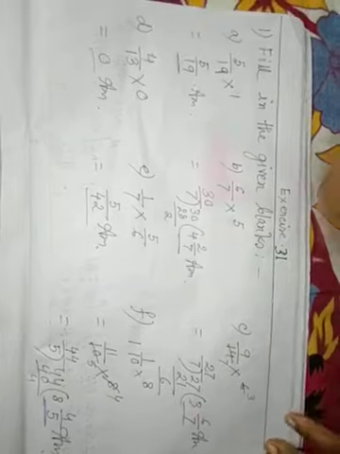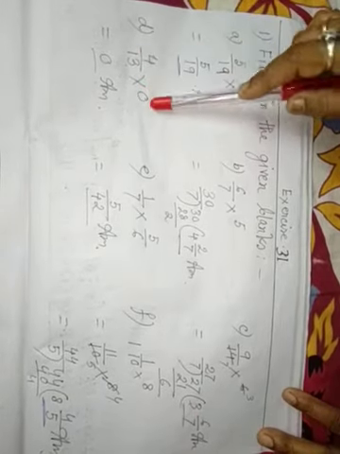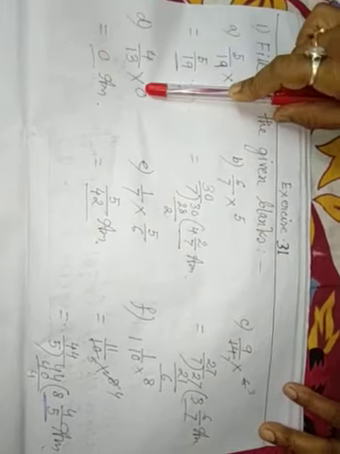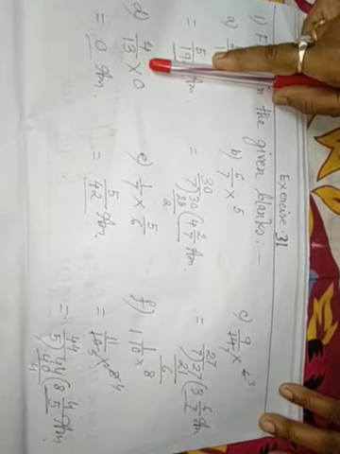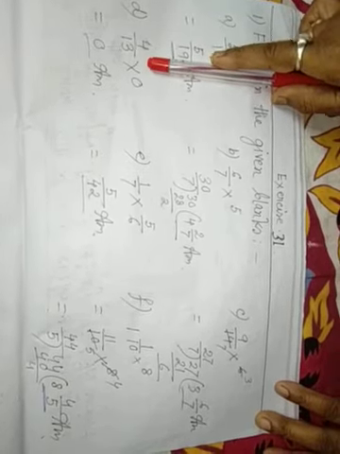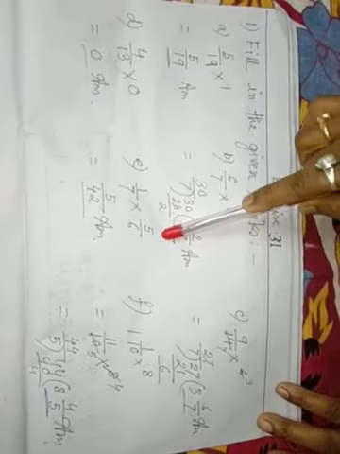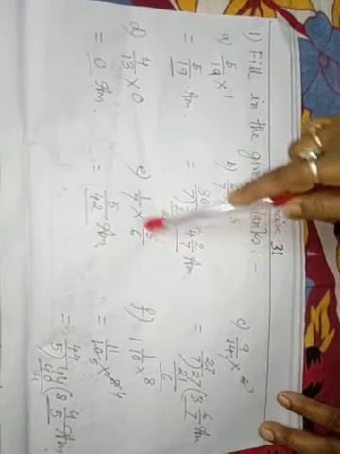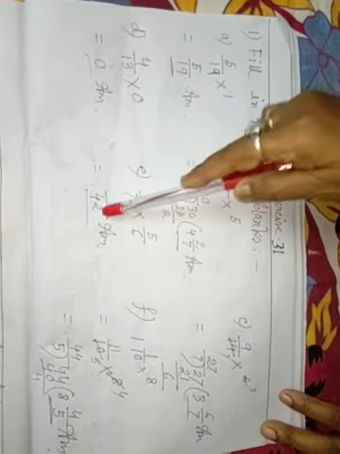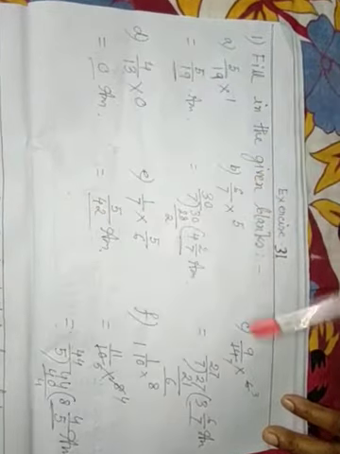D, 4 by 13 into 0 equal to 0. If any digit is multiplied by 0, the answer is 0. E, 1 by 7 into 5 by 6. So 1 into 5 is 5, 7 into 6 is 42. So 5 by 42.